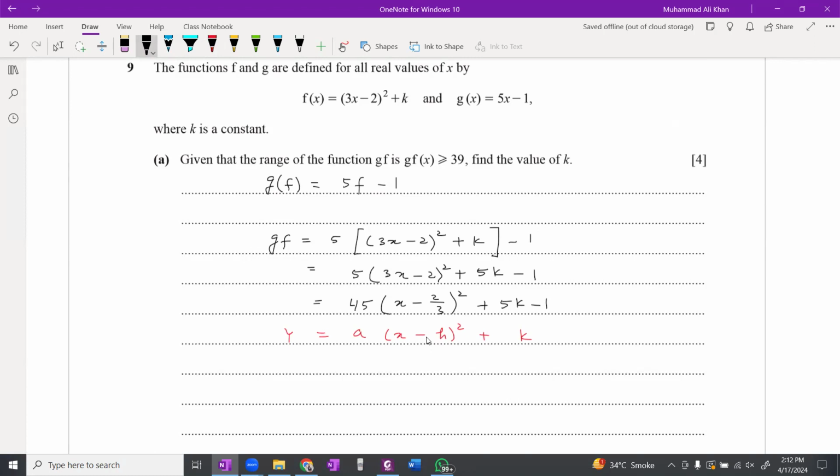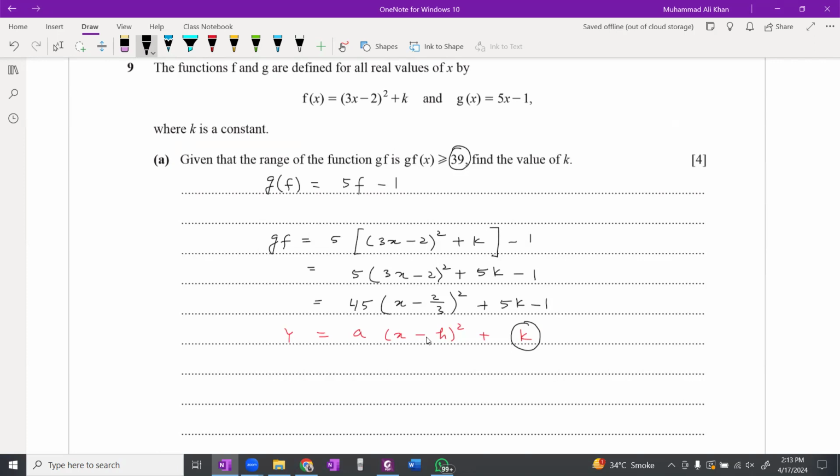According to this, the value of k is given. The value of k is 39. So now, how can we calculate the value of k which is given in the question? The k of the question is different and the red k is different, as this red k is the k of our general equation.